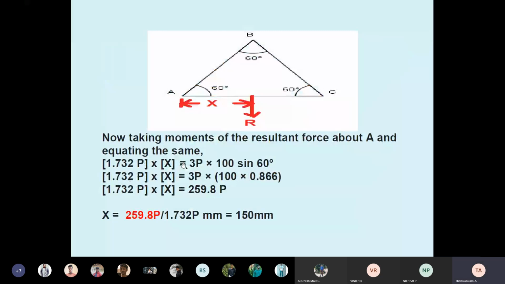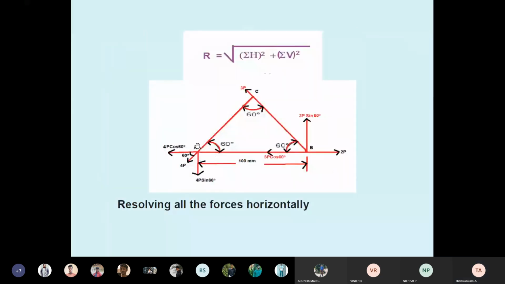Now come to here. I am taking A as the reference point. Students, I am clearly telling again: if any force comes to A or goes from A, it does not give moment. See here, 4p cos 60 starts from A, so it does not give moment. 4p sin 60 vertical downward does not give moment. Similarly 3p cos 60 comes to point A, does not give any moment. Similarly 2p, which is along the line AB, does not give any moment.